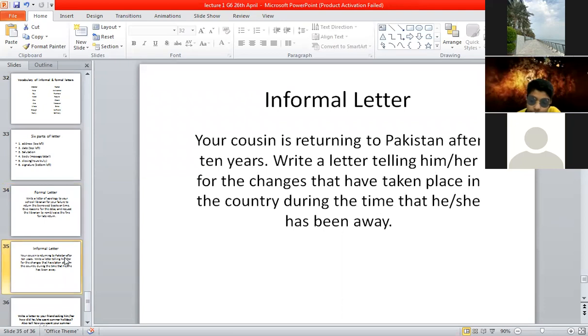Okay, next is the informal letter. It is about your cousin who is returning to Pakistan after 10 years. So you have to write a letter and you will be telling him or her about the changes that have taken place in Pakistan, in the country, during those 10 years.